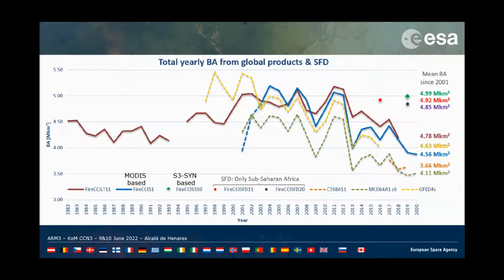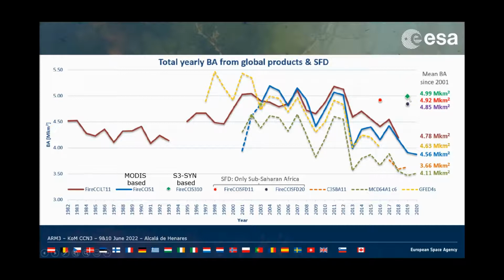On this figure, you have the evolution of the total yearly burn area for different global moderate resolution products. They are the lines. And on the top right part, you have two dots, one red and one black, representing the burn area derived from Sentinel-2 data only for sub-Saharan Africa. And you can see that looking at small fires, higher spatial resolution permits to increase the burn area a lot.